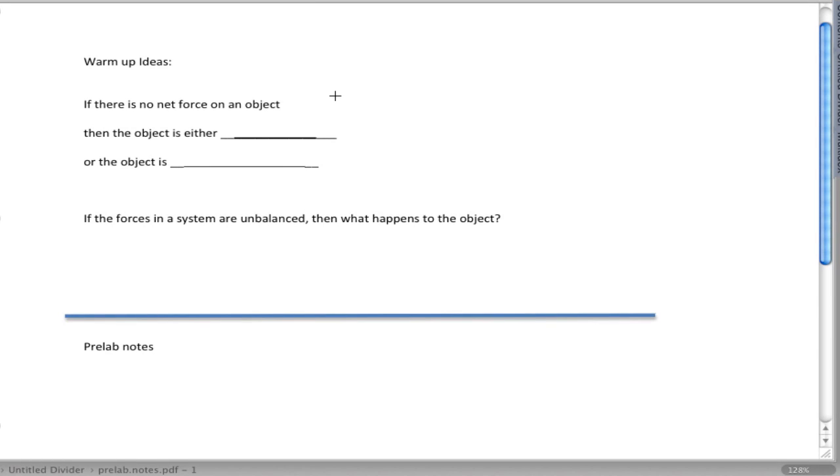Let's kind of summarize what we did in lab today. And of course, we started off with a little review of forces. We remembered that when there's no net force on an object, the object is either at rest or it's moving at constant velocity. That's where we are right now. And we have an equation for that.